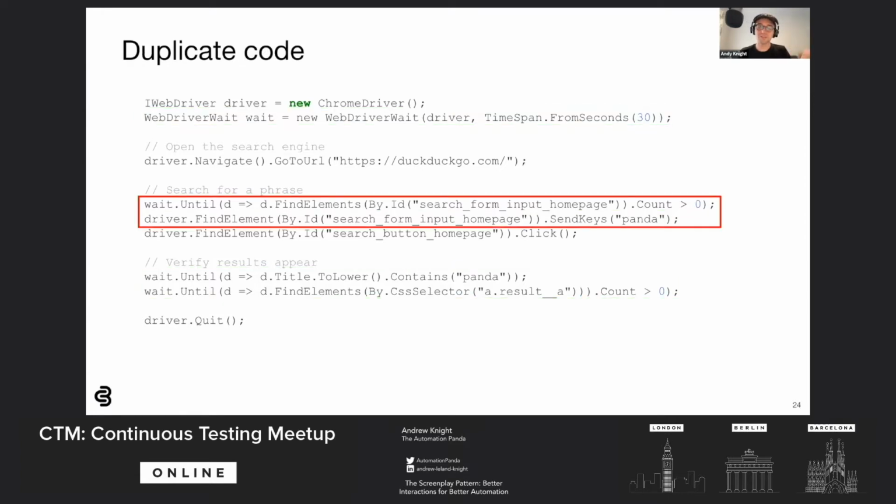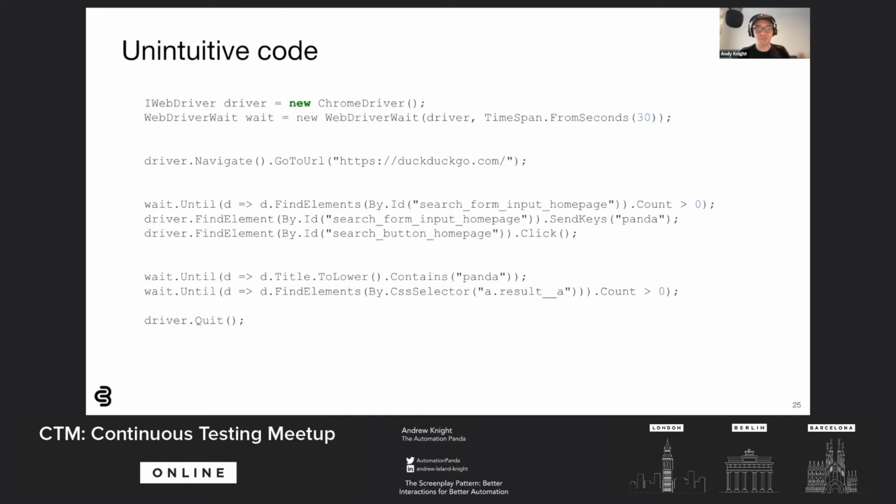These waits are necessary to avoid the race conditions, but they cause new problems. First, they cause duplicate code because those web element locators are used multiple times. Notice how search form input homepage, that ID, is called twice in these 2 lines. Second, raw calls with explicit waits make code less intuitive. If I remove the comment lines from each paragraph of code, what's left is a bit of a wall of text. It's difficult to understand what this code does at a glance.